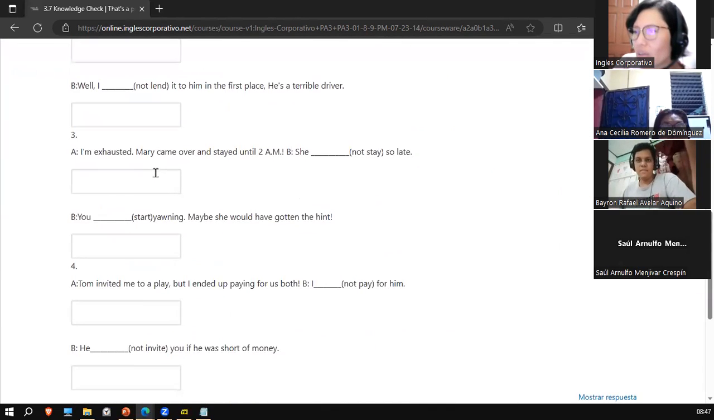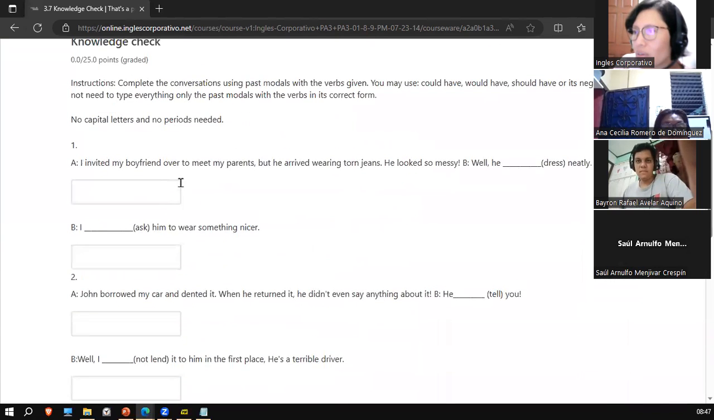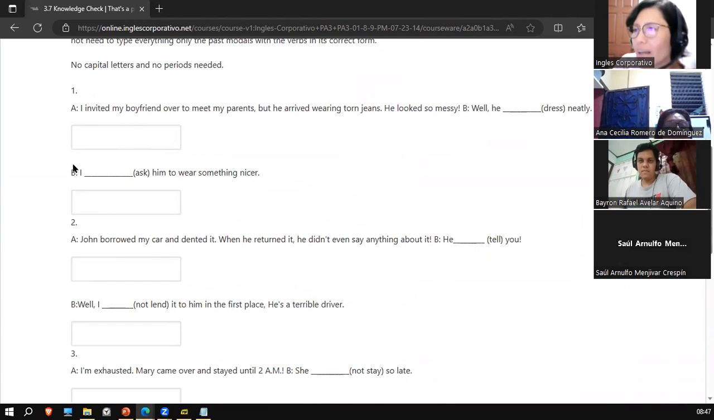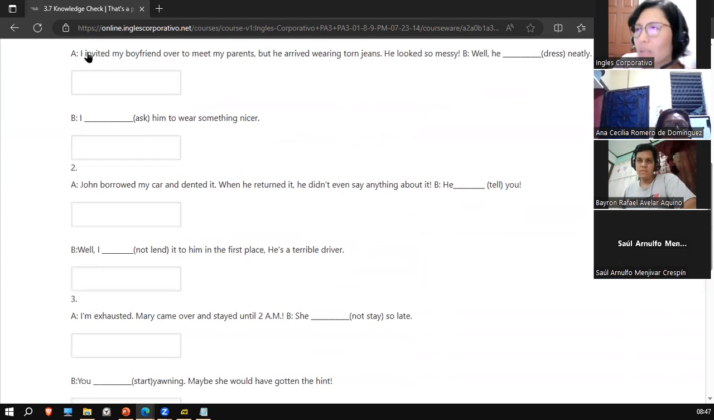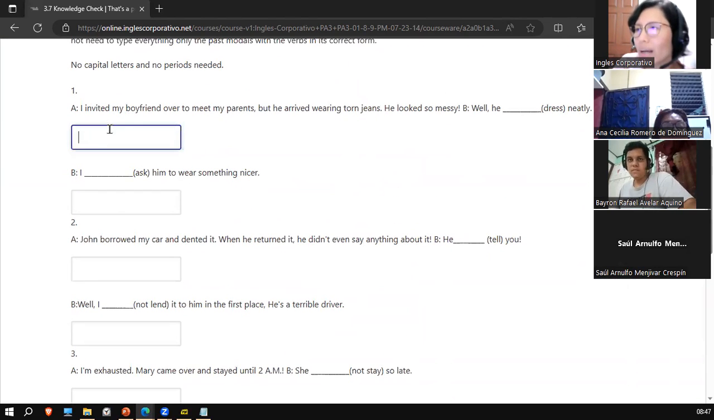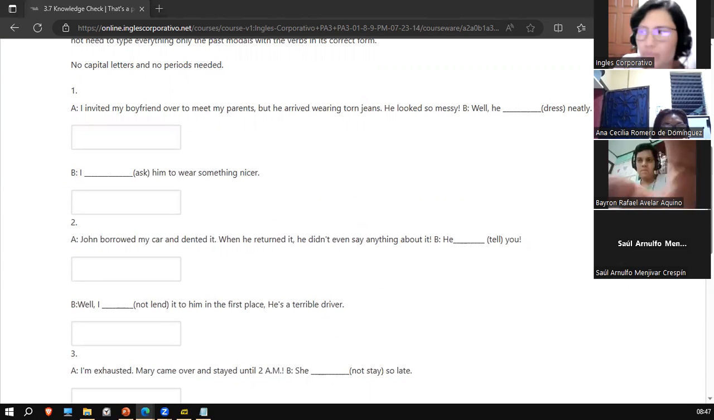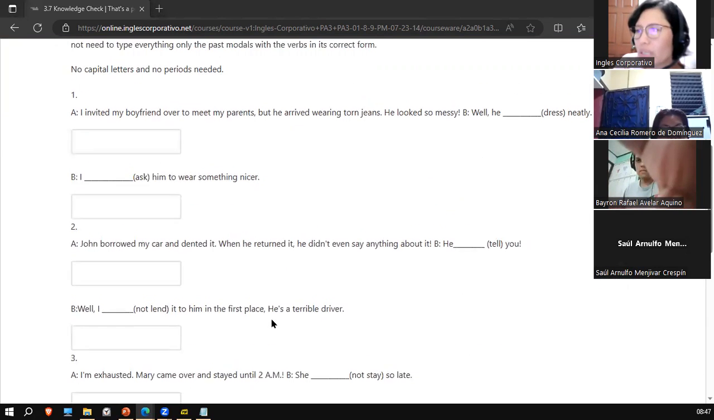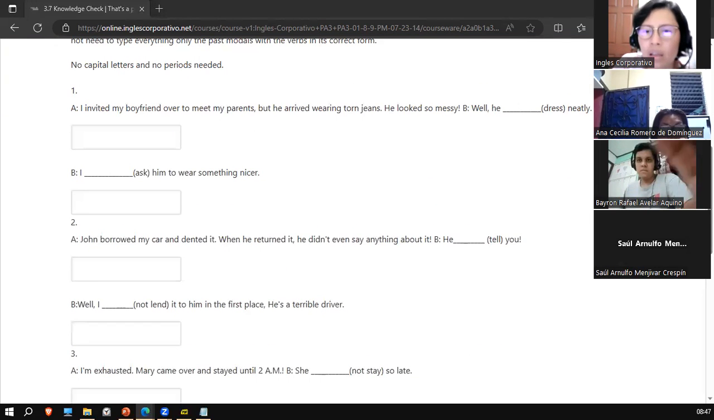Entonces, over here in number, ahí tenemos 1, A and B. Sí, tenemos 1-8, acá. Perfecto. And this is 3.718. Deme un momentito. Ahí está. Perfect.